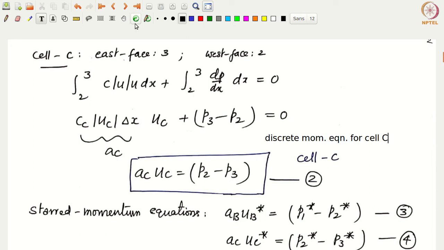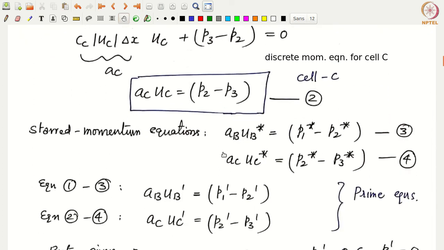If you were to write in terms of the star quantities, essentially we just have to apply, for a given pressure guess and a velocity guess, what would be the velocities that you converge to. In this particular case, we don't have a system to solve, because what we have is UB star expressed as pressure star. So the moment you have a guess value for pressure, you can calculate the converged value for UB star.